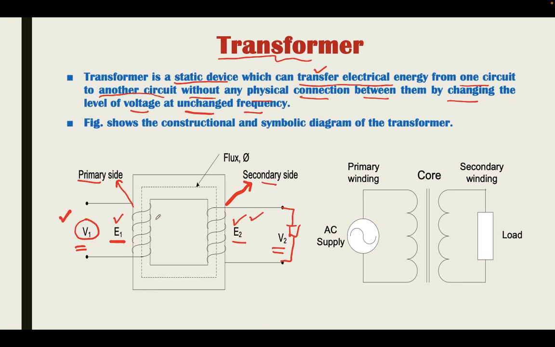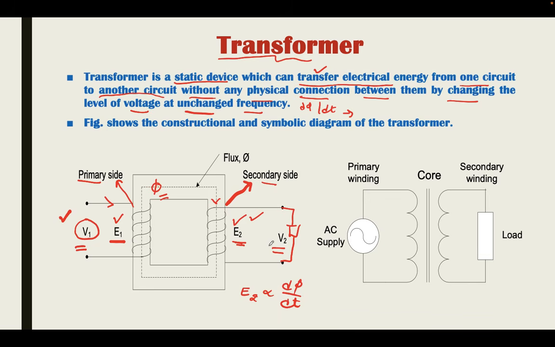Now, this is a constructional view of the transformer, and here the flux is developed in the core of the transformer due to current in the primary side, and this flux is linked with the secondary winding as well, and hence causes mutual induction. Here mutual induction means that due to the rate of change of flux, d phi by dt, EMF will develop in the secondary side, which is considered as E2, and hence we can say E2 is proportional to d phi by dt.